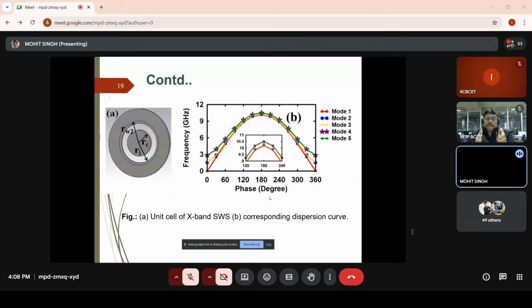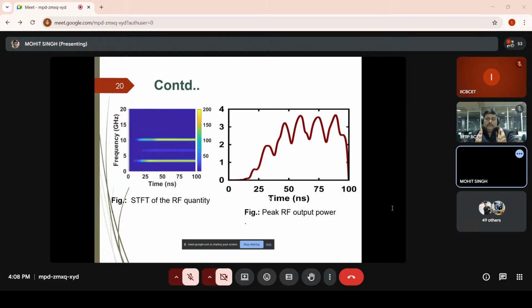After getting the data from the unit cell, if we are satisfied that our operating frequency is whatever we have desired, then we will design the full model, and then we will simulate with the help of particle-in-cell simulation. At the end, after the simulation, we were able to achieve 3.6 gigawatt of maximum power.